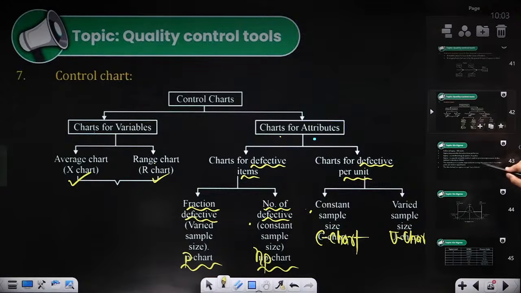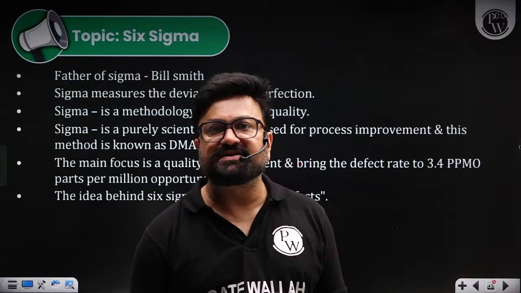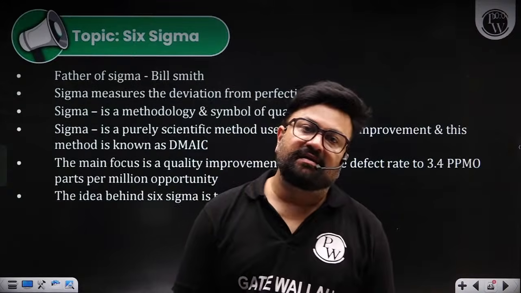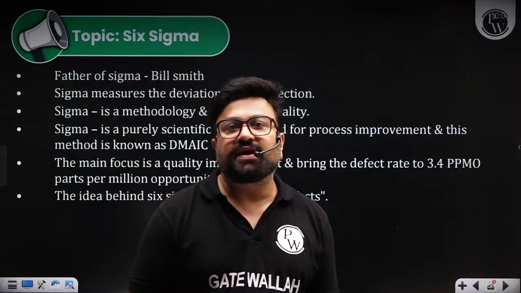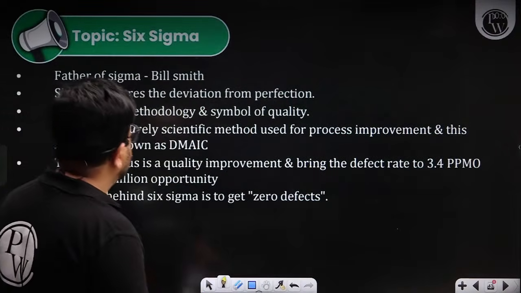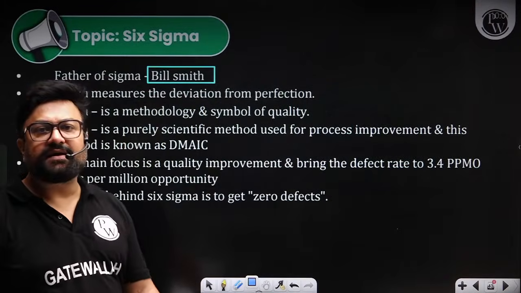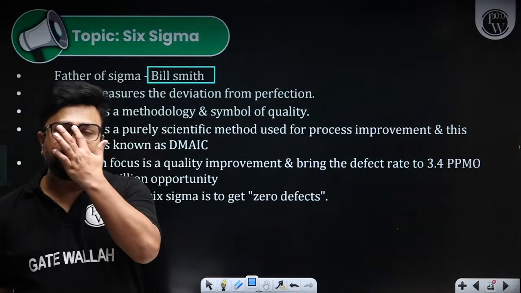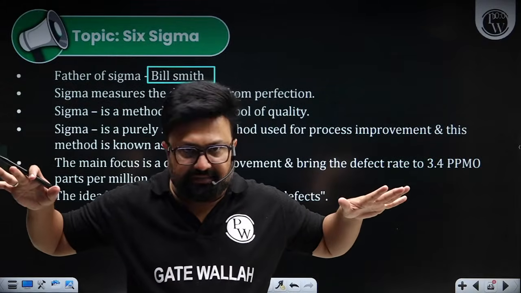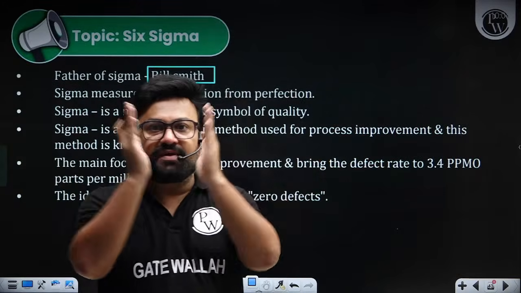Now let's move to Six Sigma. Here in Six Sigma, we are again looking at the quality of the product, right? The father of Six Sigma is Bill Smith. Sigma measures the deviation from perfection, that is, how much a process has deviated. There is a particular limit, and deviation from perfection is allowed up to that limit.